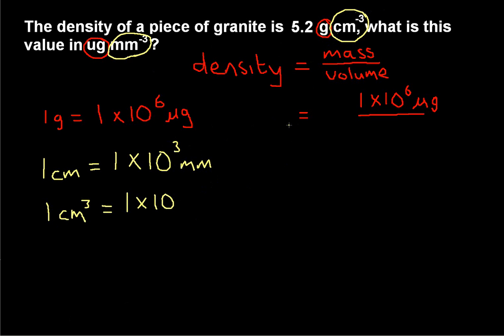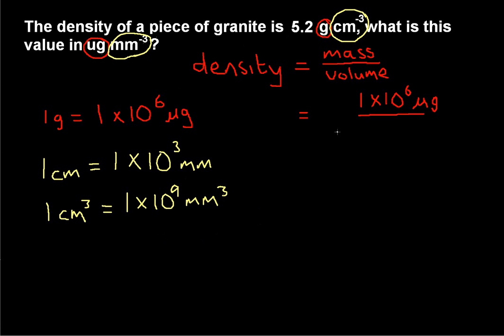Okay, so now we've got our volume, so we can write that in: 1 times 10 to the 9 millimetres cubed. Okay. Now we've got a conversion factor here, and we've put it into our equation. We add this 5.2 because that's what we're figuring out. So 5.2 in front and times it. Okay, now all we've got to do is work out this equation.